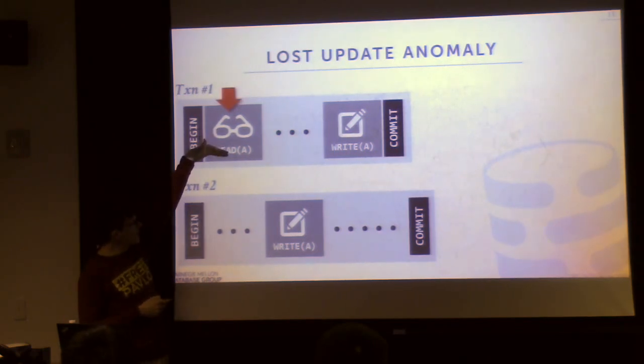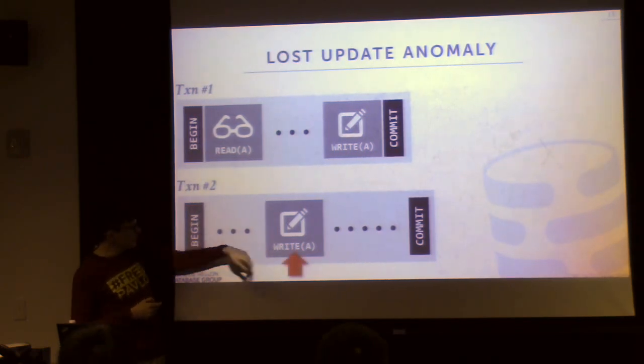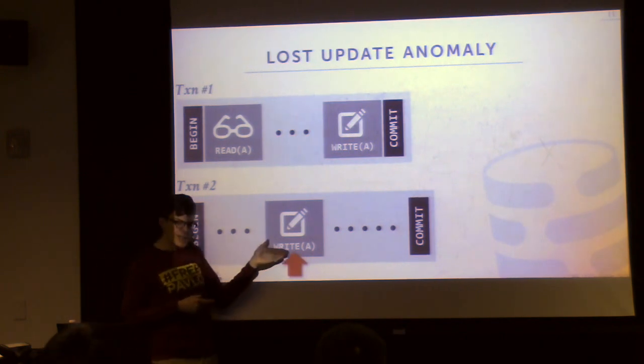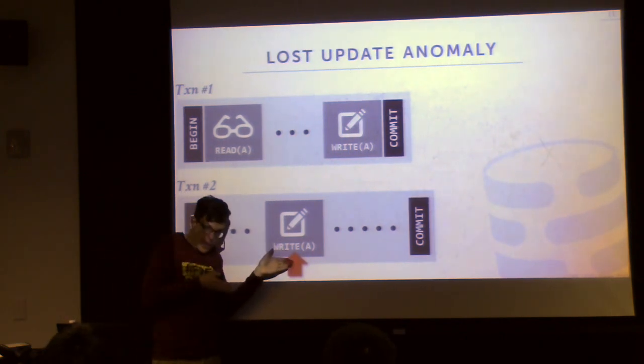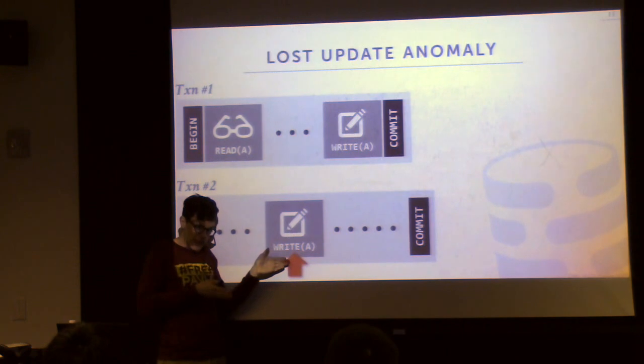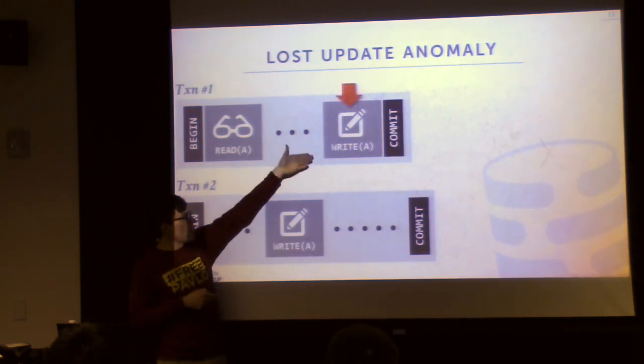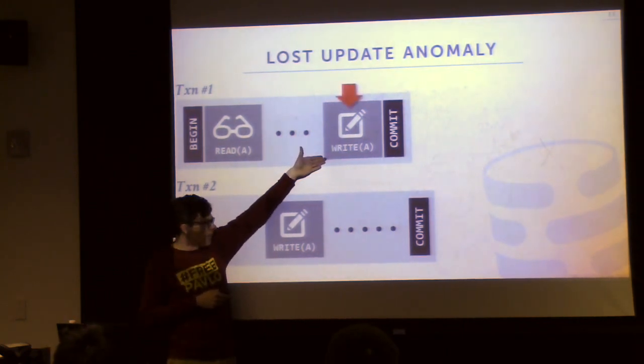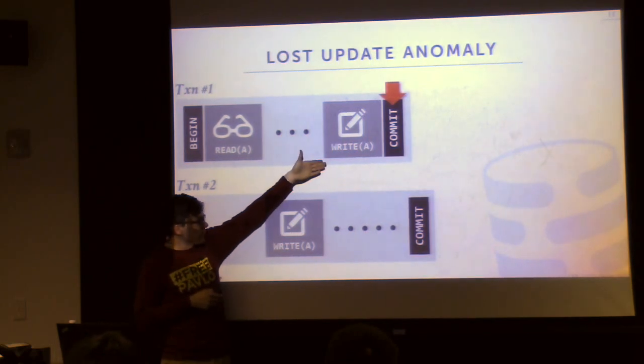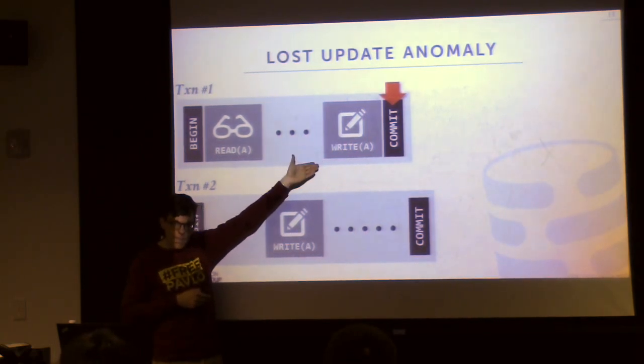And then now we do a context switch. This transaction starts running. Again, it finds A, grabs the cursor lock on A, updates it, and then releases that lock. And then now we switch back over here, and same thing, do our write on A. And then it goes ahead and commits. So what's the problem here?